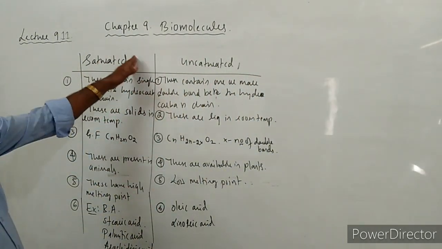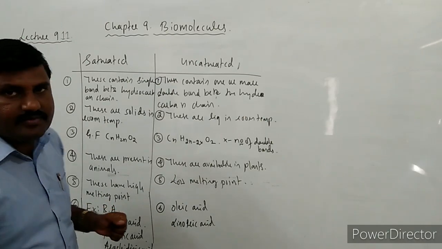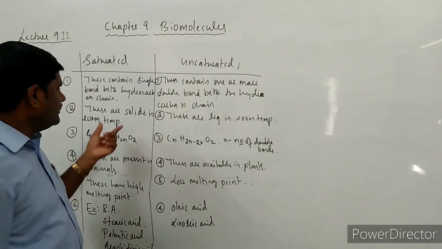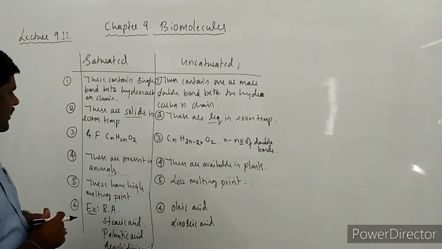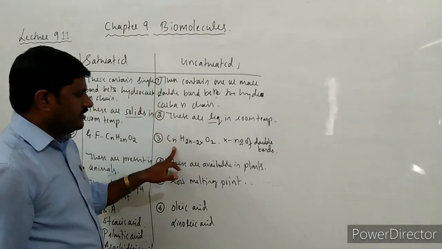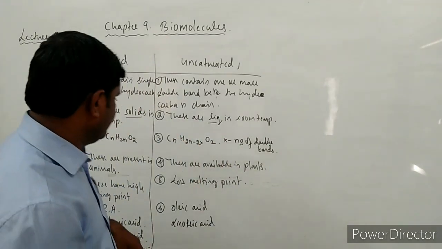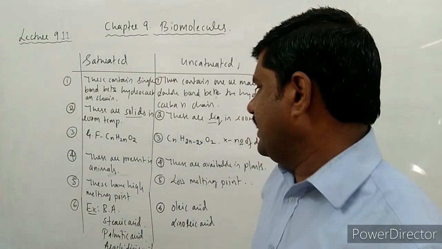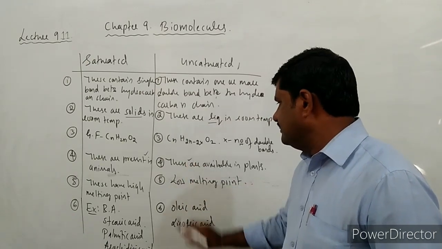What is the difference between saturated and unsaturated? That is very simple. Saturated ones contain single bonds in the hydrocarbon chain, and unsaturated ones contain one or more double bonds in the hydrocarbon chain itself. Saturated ones are usually solids at room temperature, and unsaturated ones are usually liquid. The general formula of saturated ones is CnH2nO2, and for unsaturated ones CnH2n minus 2xO2, where x stands for the number of double bonds. Saturated ones are present in animals, and unsaturated ones are available in plants. So the major source of saturated ones is animals, and of unsaturated ones is plants.